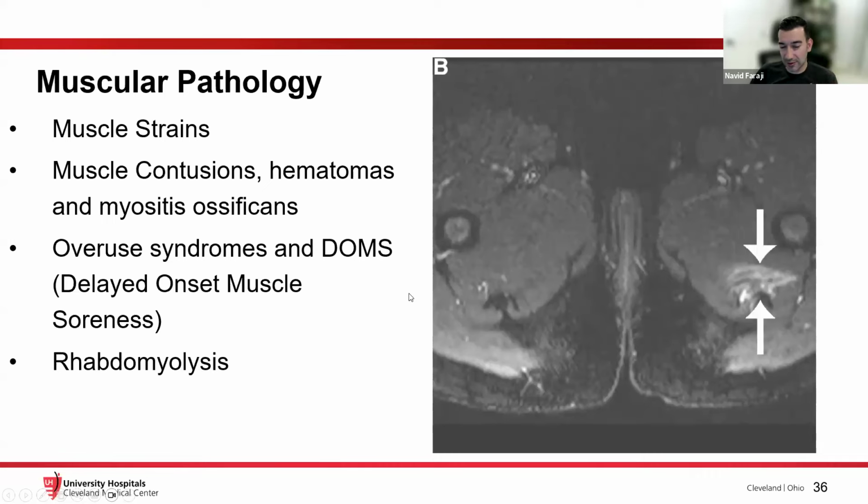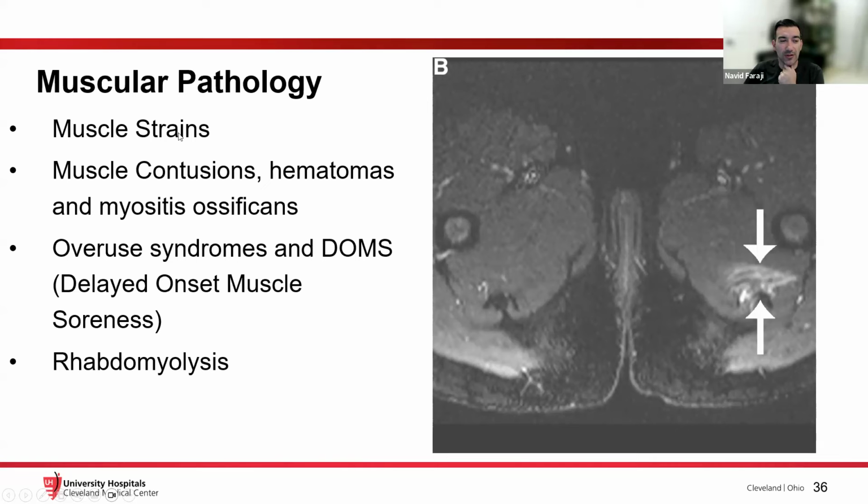Let's talk about muscle pathology. This can be extrapolated to anywhere, but muscles, tendons, and ligaments, we grade them all the same as far as degrees of injury, grade 1, grade 2, or grade 3.